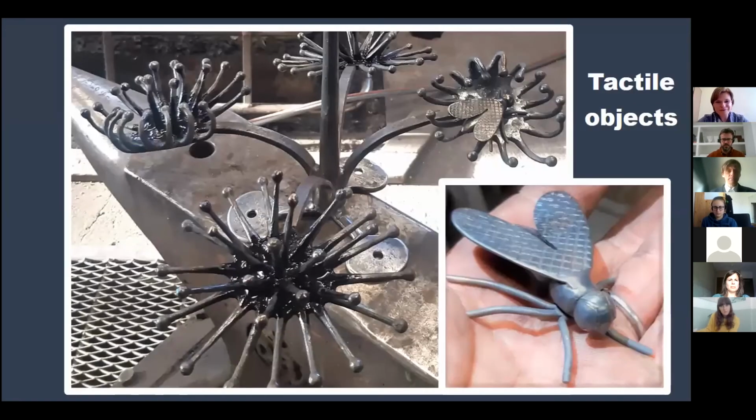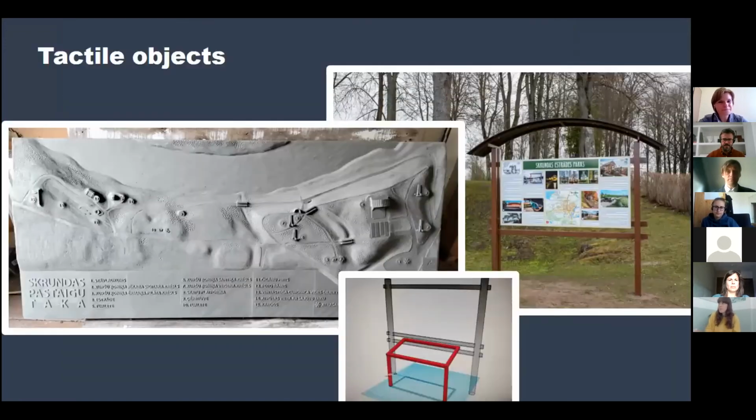I like this drosera very much, and this is made from metal with a nice fly on it. So this is also an option to make nice tactile objects, so that people with visual impairment can actually touch how this species looks.